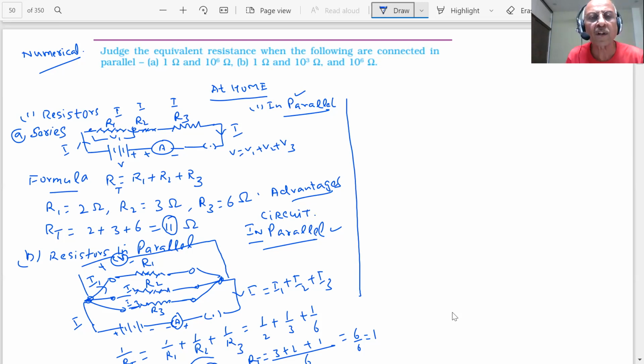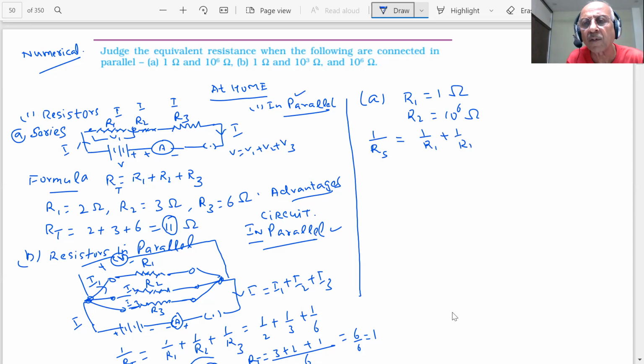So what is the answer coming? First part, A part, students. R1 is 1 ohm. R2 is 10 power 6 ohm. See, this is very small, this is a very high resistance. They are in parallel. Then what is the effective resistance? If I call it R, then 1 by R will be 1 by R1 plus 1 by R2. That will be equal to 1 by 1 plus 1 by 10 power 6, students.